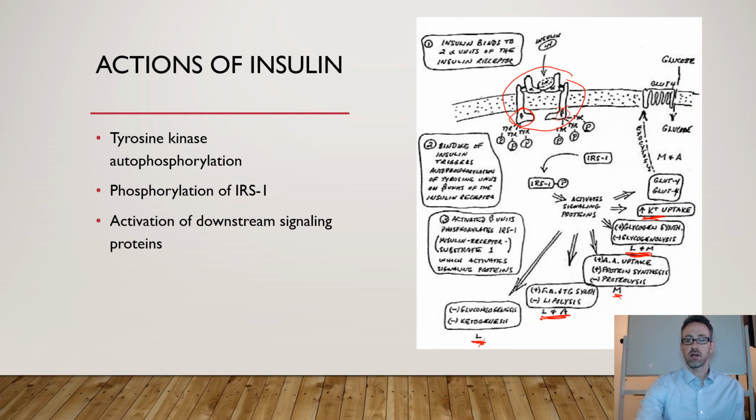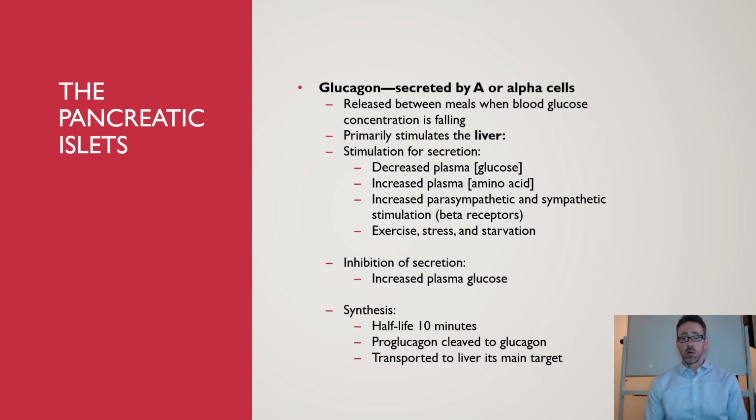And then over here in the muscle and adipose tissue, insulin increases the number of glucose transporters on the surface, primarily the GLUT4. So it increases the number of GLUT4 transporters on the surface, so it can increase its uptake of glucose. Okay, so we talked about insulin.